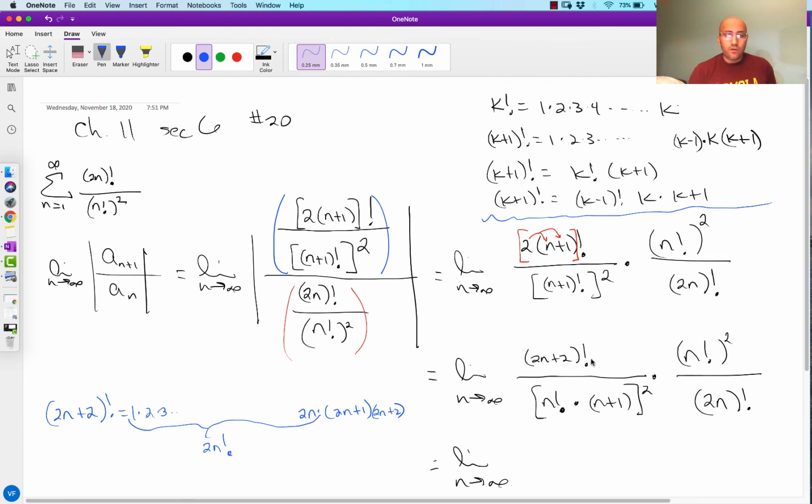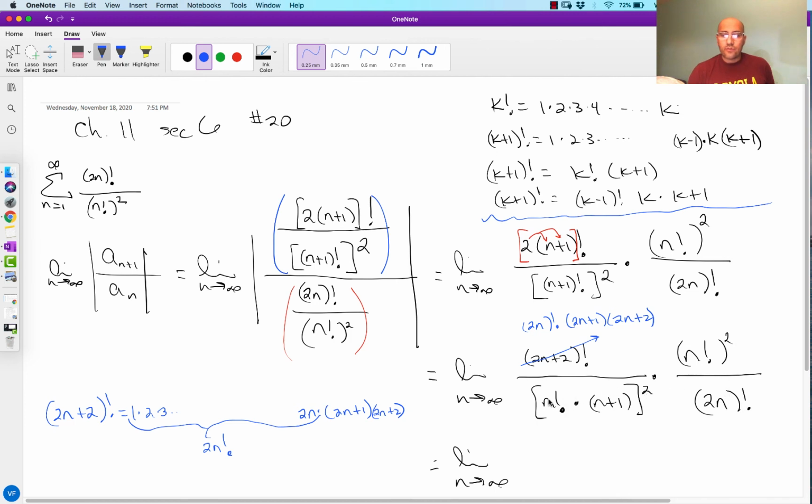So I'm going to rewrite this part as 2n factorial times 2n plus 1 times 2n plus 2. And then the 2n factorial is going to cancel with that, so we're happy there.